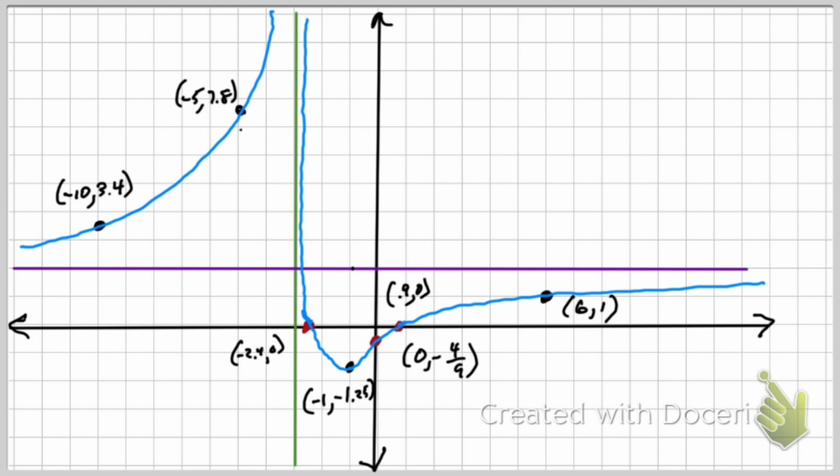Make sure you see that the graph never does touch the vertical asymptote. It does cross the horizontal asymptote, but we knew it was going to do that from figuring out step 5.